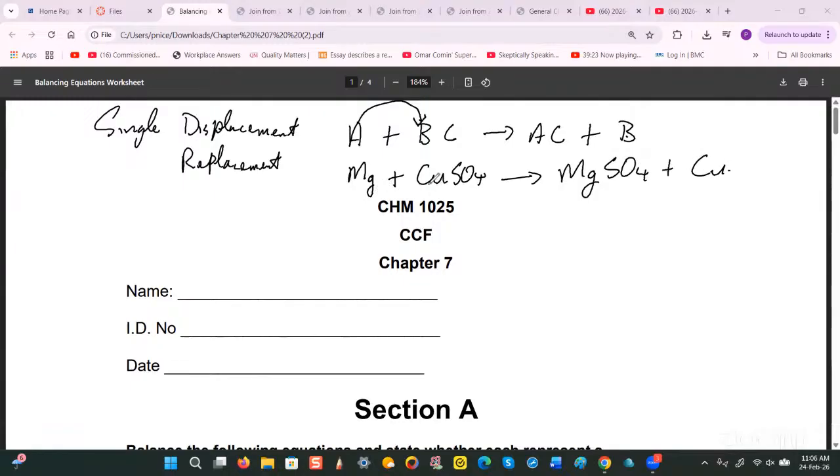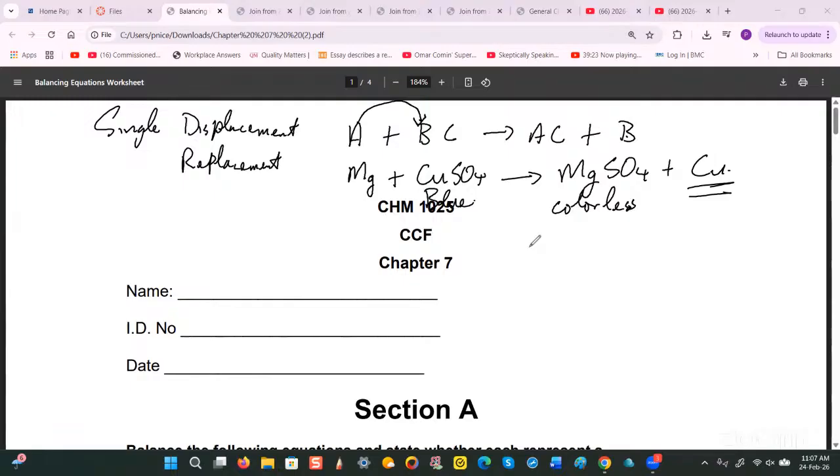The visual change that you're going to see is that this solution is blue in color. If you put the magnesium in it and wait for a while, the blue color will become lighter and lighter until, if you add enough magnesium, it will become colorless. That's because the resulting solution will now contain magnesium sulfate, which is a colorless solution. Another thing you'll notice is a solid deposit, which would be the copper that is formed. Those are the two things you would observe, and this is an example of a single displacement or single replacement reaction.